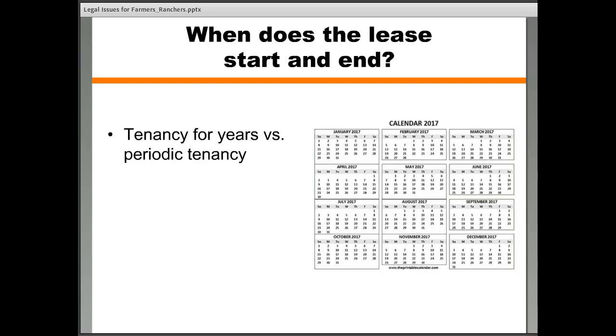So that's one of the things you have to watch out for with periodic tenancies: when is the notice going to be given, and could it happen that notice could be given after we've made some pretty irreversible decisions with respect to that crop?